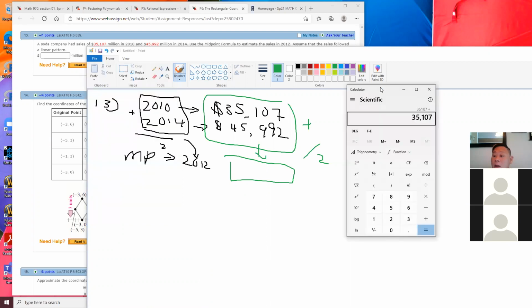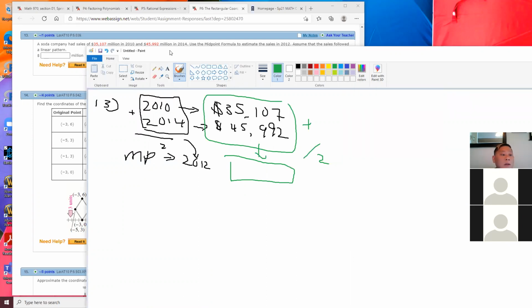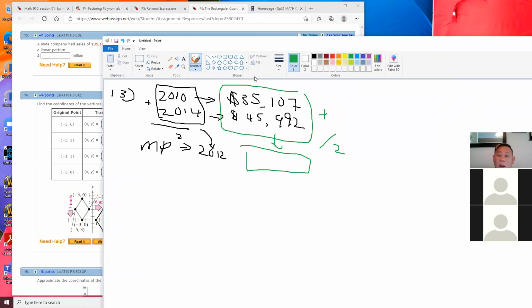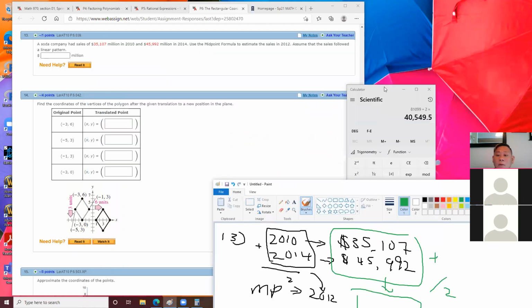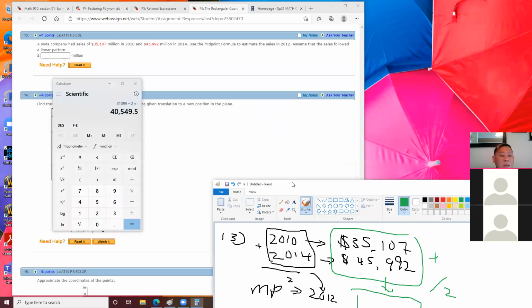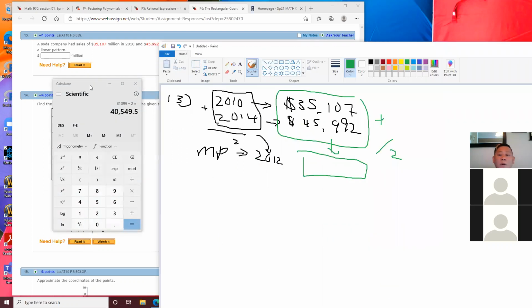35107 plus 45992. And then take this number divided by 2. Let me see, do they need any rounding? So you cannot round it. That's my calculator just now. There you go. So your answer in this case is for this answer.